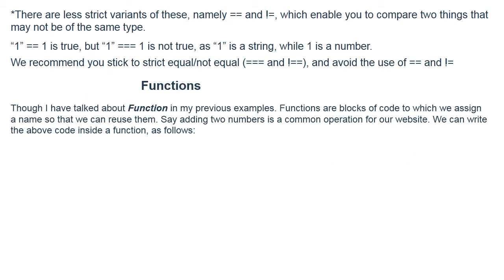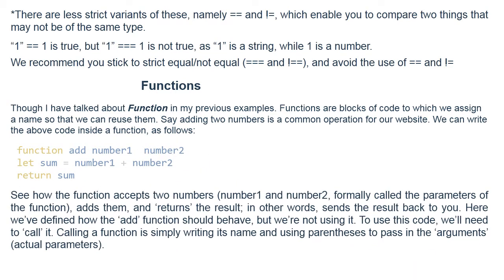Next is functions. Though I have talked about functions in my previous examples, functions are blocks of code to which we assign a name so that we can reuse them. Say adding two numbers is a common operation for our website. We can write the above code inside a function as follows. Function add(num1, num2): let sum equal num1 plus num2, and return sum.